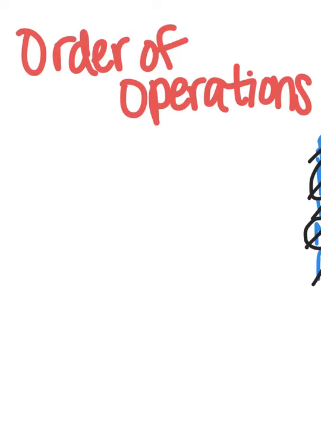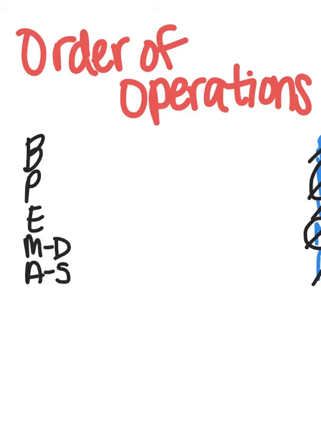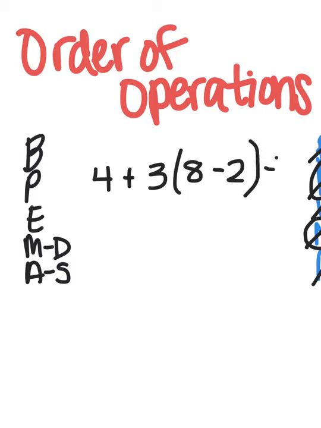Okay, so we're going to write our steps out. B, P, E, M, D, A, and S. Okay, so for this problem, let's try 4 plus 3 parentheses 8 minus 2 divided by 2.